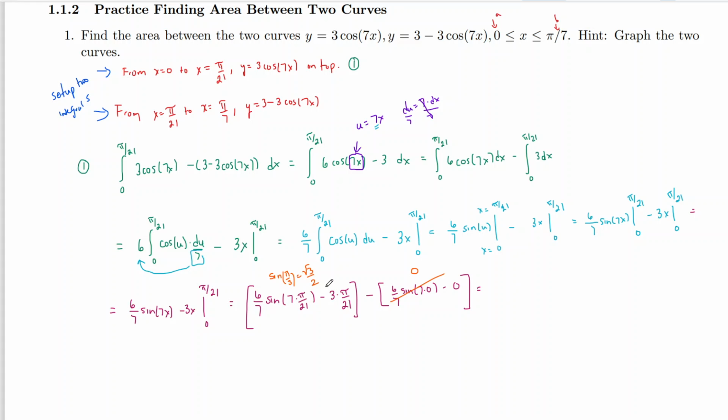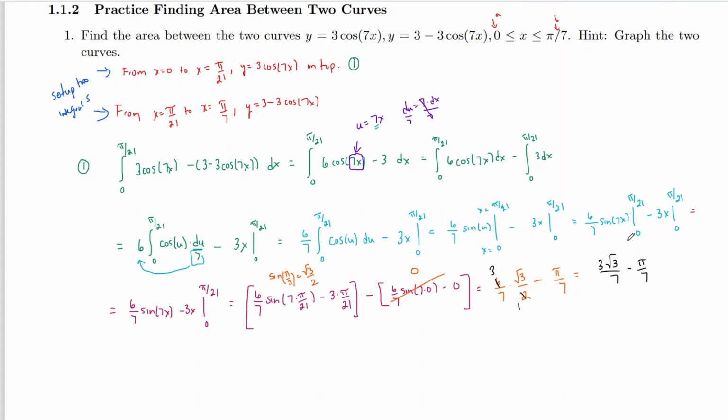But when we go ahead and plug it in now, we are left with 6 over 7 times sine of pi over 3, which is square root of 3 over 2. And then minus, well, the 3 and 21 make 1 over 7, so minus pi over 7. And you can do one more thing, I suppose. You can cancel the 6 and the 2 out. This becomes a 3, and this is a 1. So we've got 3 times square root of 3 over 7 minus pi over 7.